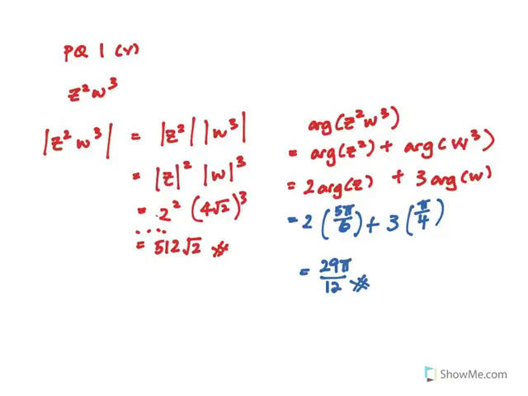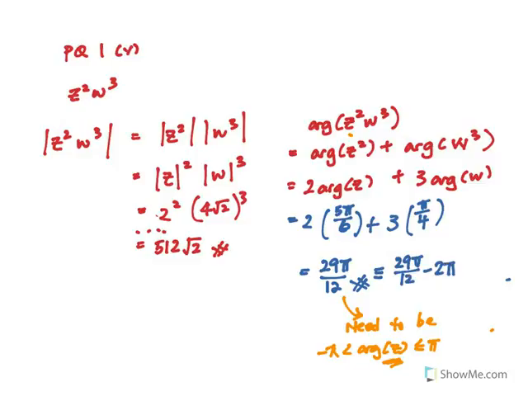Right, so remember the argument of Z must be less than or equal to pi and more than negative pi. This Z is just the general formula, it doesn't refer to this Z. Okay, so subtracting 2 pi, we can say that this is the same as 29 pi over 12 minus 2 pi, and it's just equal to 5 pi over 12. Okay, so this is the argument for PQ1 part 5.